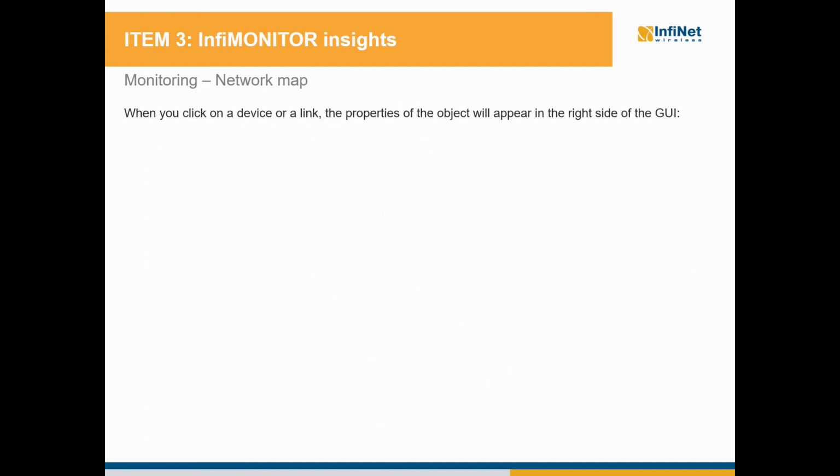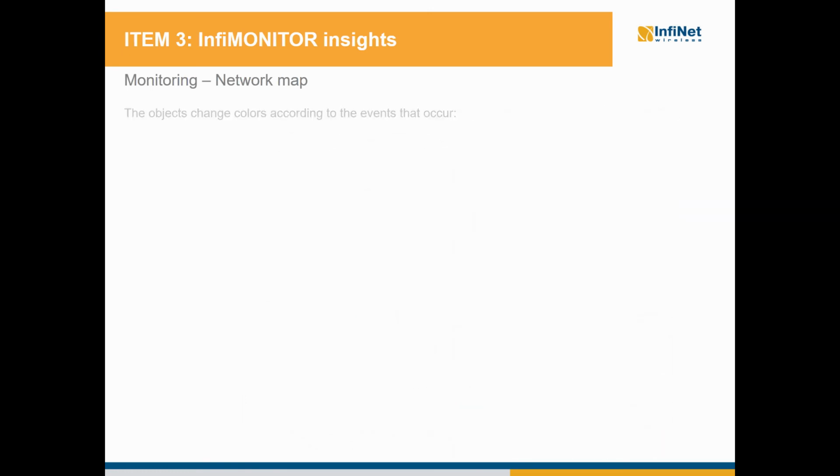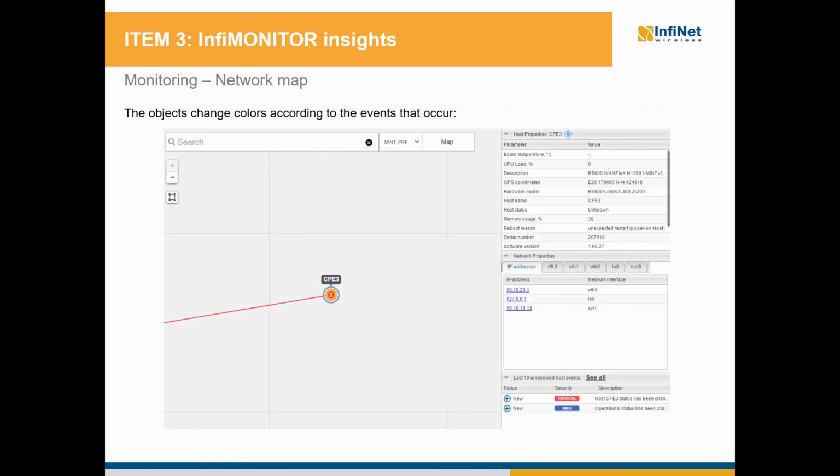When you click on a device or a link, the properties of the object will appear in the right side of the interface. The objects change their colors according to the events that occur. So the external color depends on the current host status. In this example, the external color is orange, which indicates that the host status is unknown.